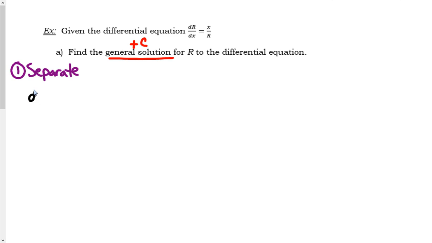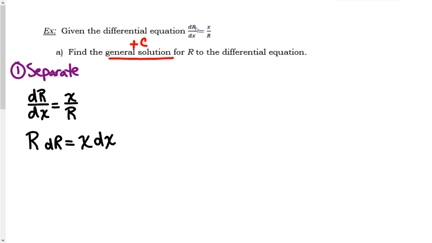I start with dr dx equals x over r. Again, I look to see if I can cross multiply and see if that will be helpful, and that will be. So I'm going to cross multiply, and I get r times dr is equal to x times dx. I have separated my variables. All my r's are on the left, all my x's are on the right. Step 2 is integrate.